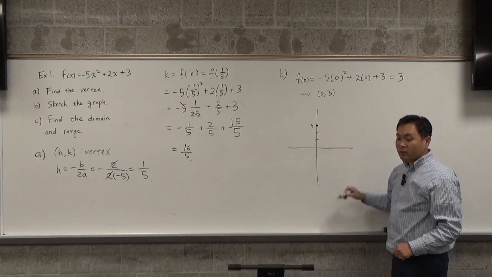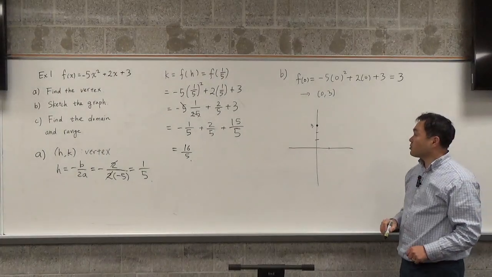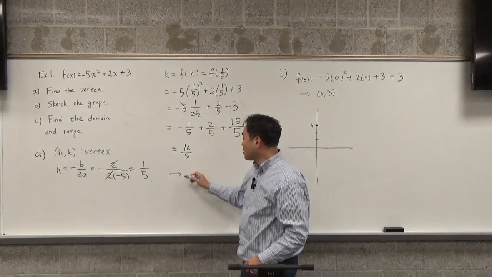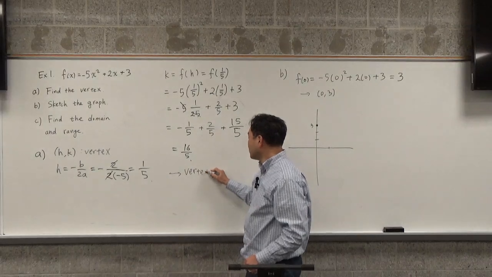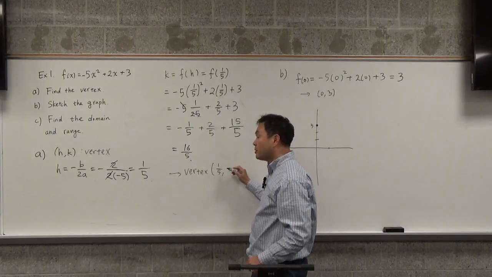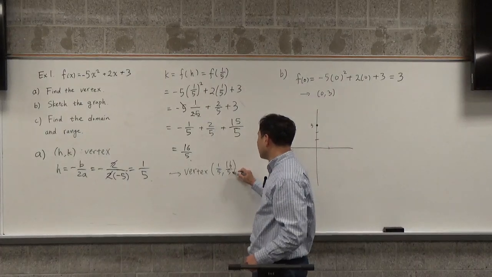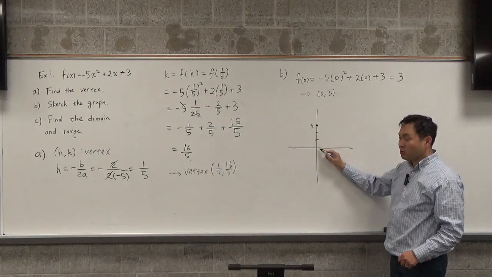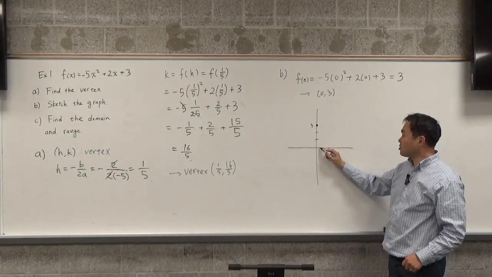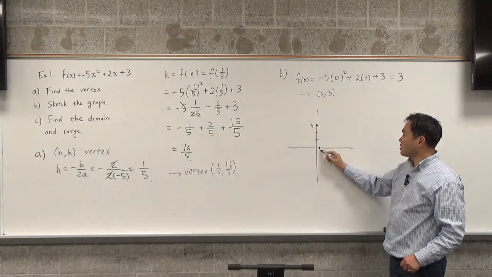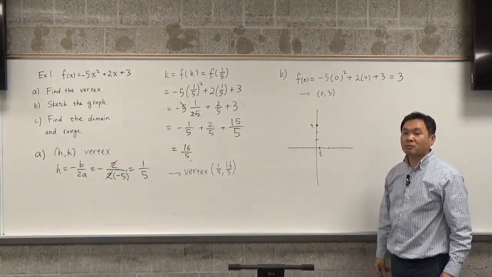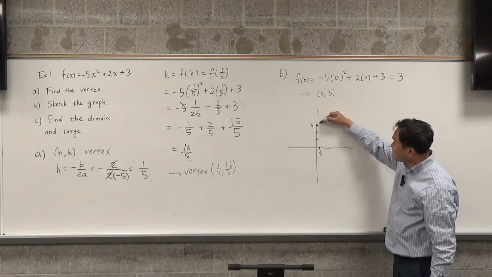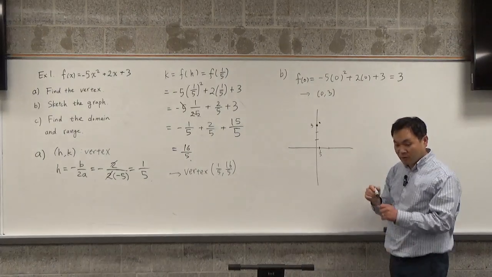And if I say this is 1, where's the vertex? I didn't finish this part. The vertex is 1 over 5, comma, 16 over 5. So that's where the vertex is. 1 over 5 is very close to 0, right? 1/5 is at 0.2, somewhere here. That's 1/5. And 16 over 5 is 3 and 1/5, so it's slightly above 3. So that's going to be your vertex.